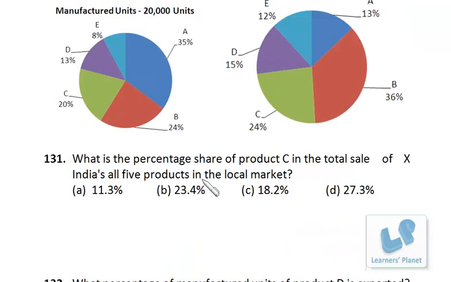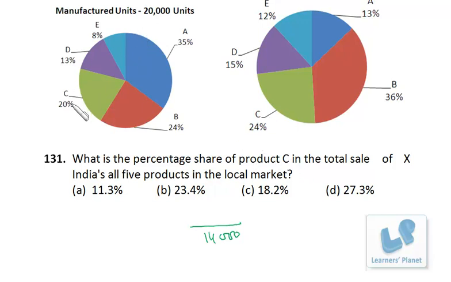Now let's take the first question. What is the percentage share of product C in the total sale of X India's all 5 products in the local market? Now total manufactured units are 20,000. Out of that 6,000 units are exported. So the local sale will be 14,000, that is 20,000 minus 6,000, 14,000. Right?